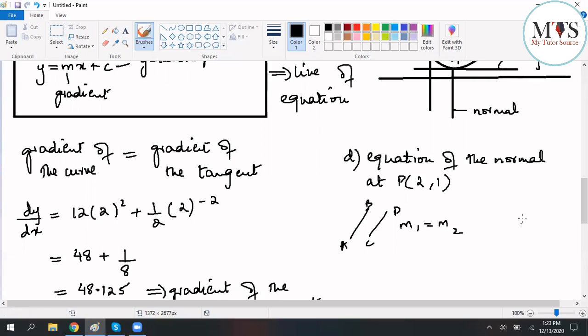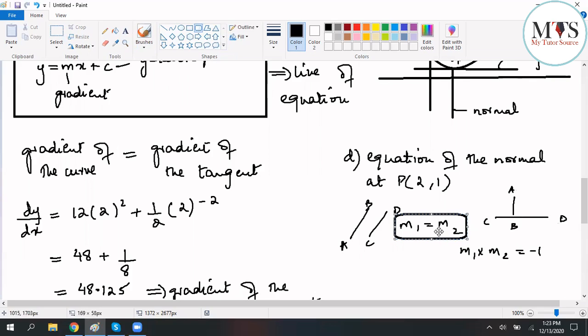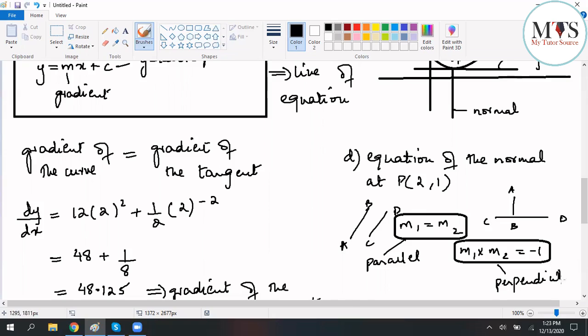And if two lines are perpendicular, AB is perpendicular to CD, M1 times M2 equals -1. These are the two conditions for gradient in coordinate geometry. This is for parallel, this is for perpendicular. So normal is something that is perpendicular to a line, right?